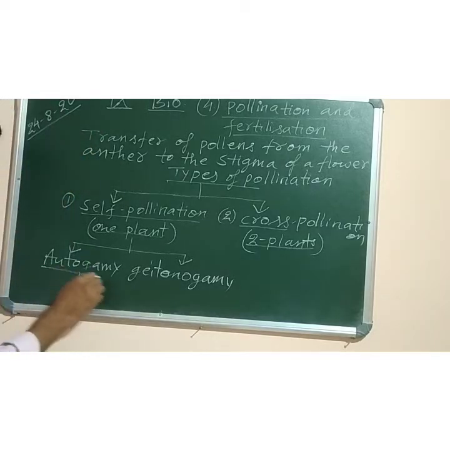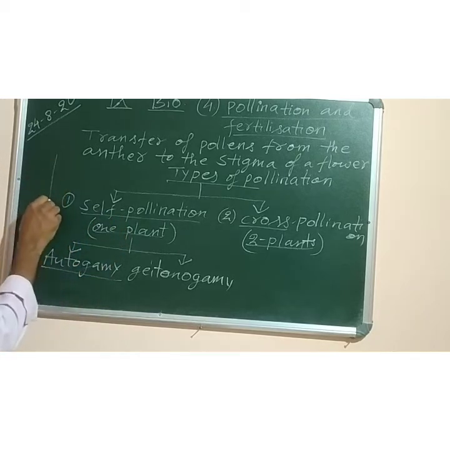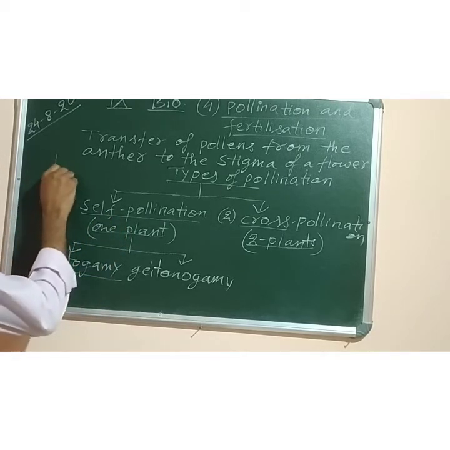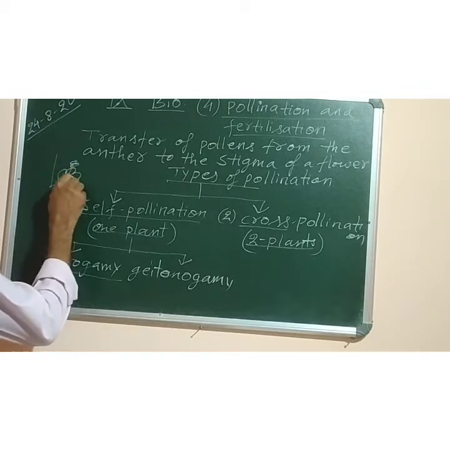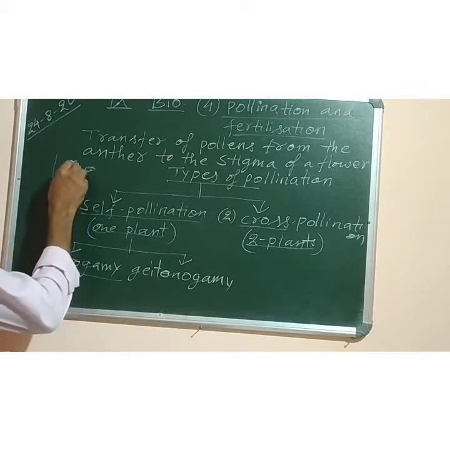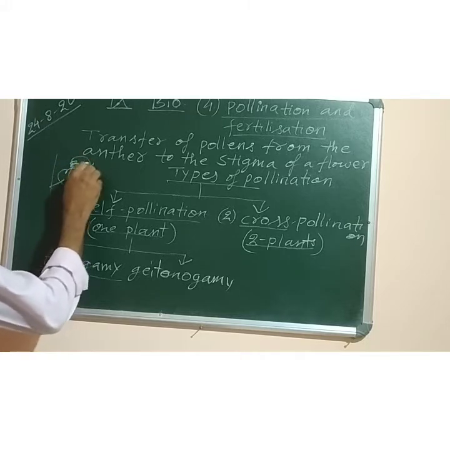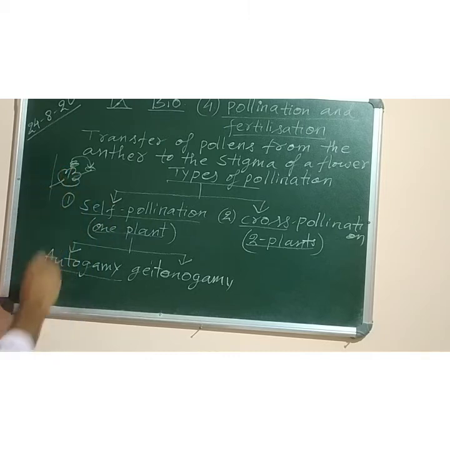Now what is the meaning of autogamy? First let's start with this one and then we'll study all the definitions. Self-pollination means, like if this is a plant, here is one flower, and within this flower this is the stamen and this is the stigma part. So if transfer of pollen occurs from stamen to stigma of the same flower, it is called self-pollination.